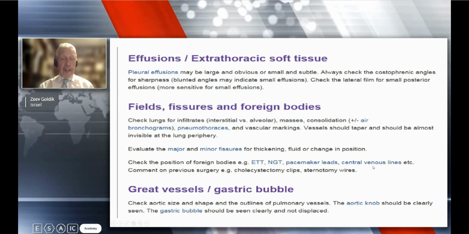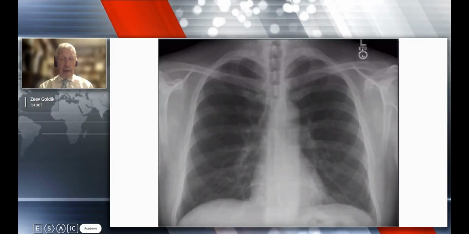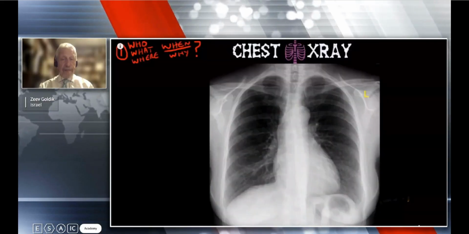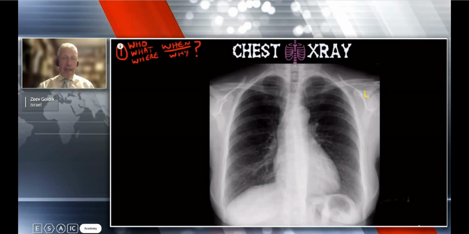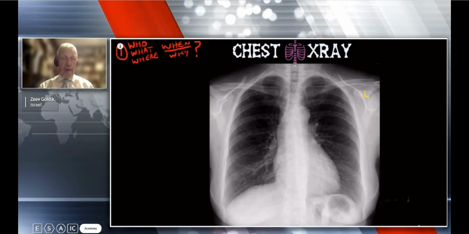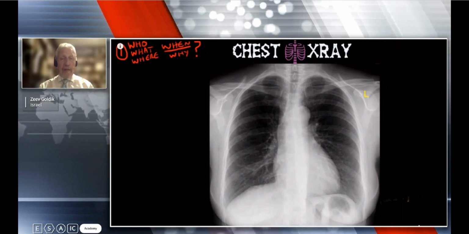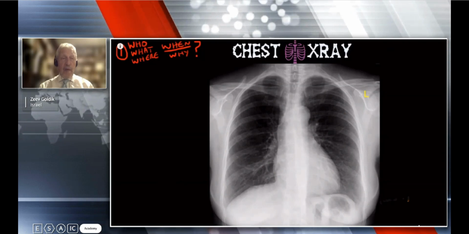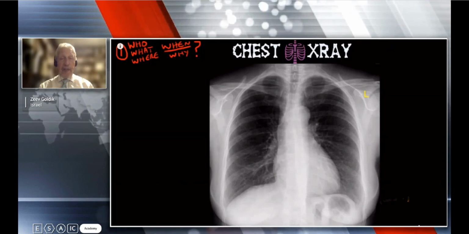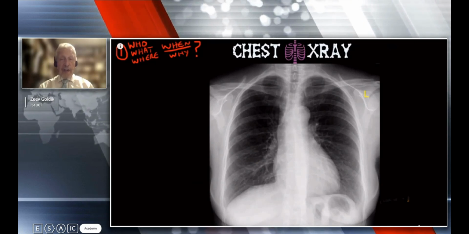G is great vessels and the gastric bubble. So, in summary, we look at the chest X-ray, we have to know who is this person, what kind of chest X-ray is this, where it was done, when, and why. What was the reason we ordered a chest X-ray.